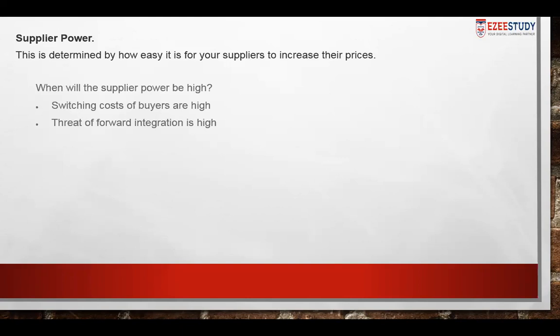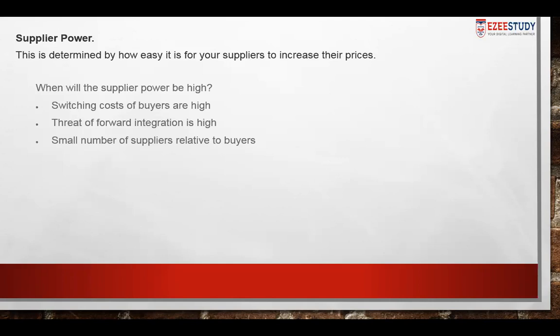Threat of forward integration. Forward integration is basically when a company buys its customers or its buyers. So if the supplier has the potential or capability of buying the company to which it is supplying, this will give the supplier the power to dictate its terms, because it has the power to buy that company altogether. So when the risk of forward integration is high, it gives suppliers the power to dictate their terms.